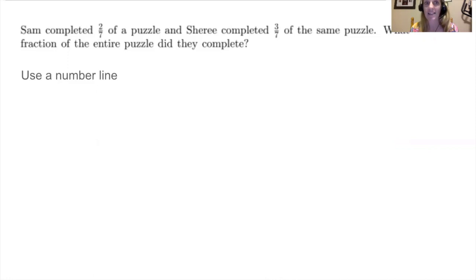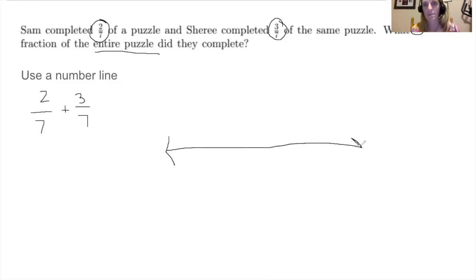Well, we read it. Now let's plan. They want to know the entire puzzle. That means how much altogether, the entire amount. So that means we're going to have to add. I'm going to put a little plus sign there underneath the P. Now let's see what we got to add. We got to add 2/7 that Sam completed and 3/7 that Sherry completed. So we're going to do 2/7 plus 3/7. And we're going to use that number line again.